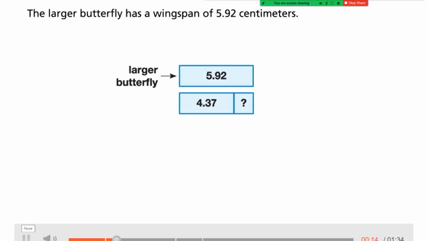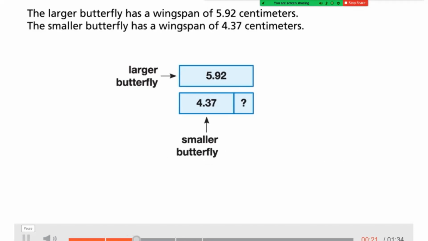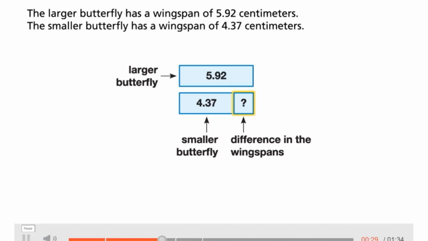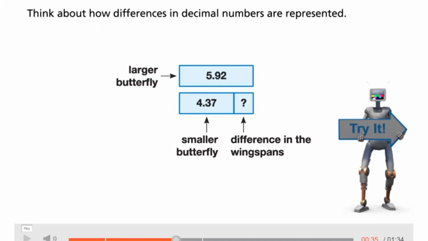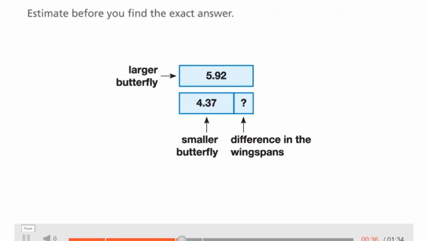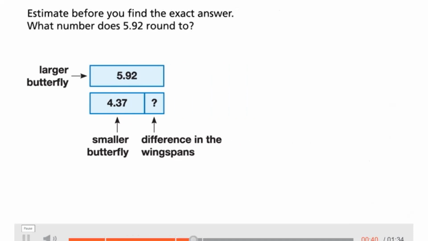The larger butterfly has a wingspan of 5 92/100 centimeters. The smaller butterfly has a wingspan of 4 37/100 centimeters. This section of the bar diagram shows the difference in the wingspans. Think about how differences in decimal numbers are represented. Estimate before you find the exact answer. What number does 5 92/100 round to?